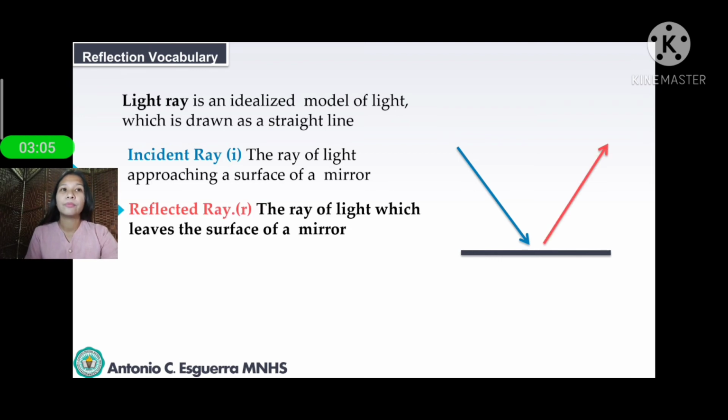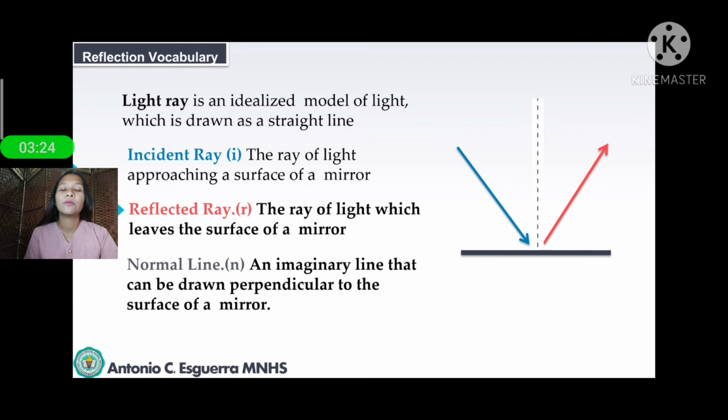The other important ray is the reflected ray, represented as R, the ray of light which leaves the surface of the mirror. It is represented by an arrow pointing away from the mirror. We also have the normal line, represented by N, an imaginary line that can be drawn perpendicular to the surface of a mirror. These are the important rays that you need to remember.